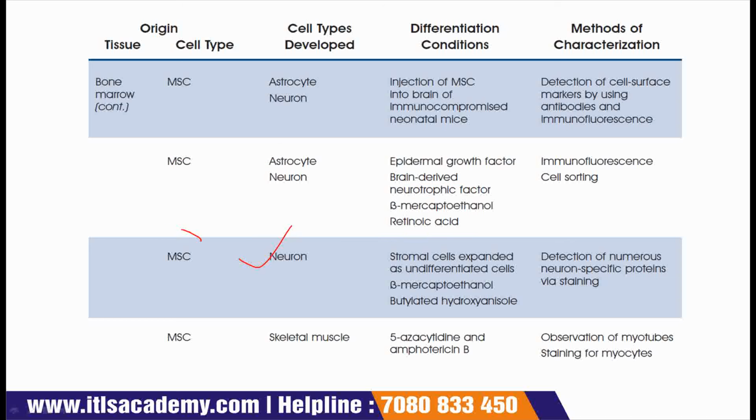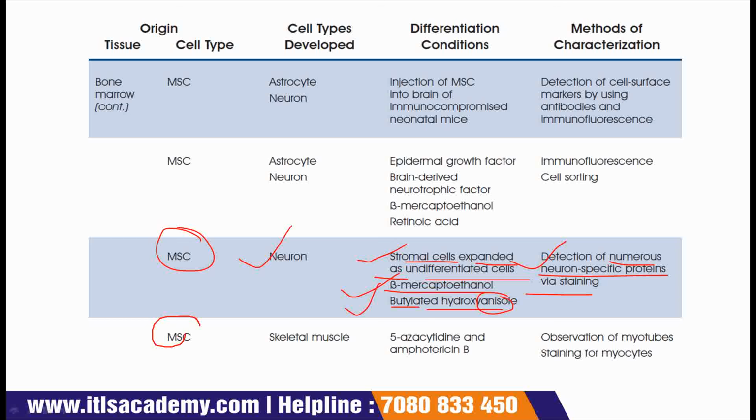Neuron, that is derived from the again MSC. Differentiation conditions are stromal cells expanded as undifferentiated cells, beta-mercaptoethanol and butylated hydroxyanisole. Method is detection of numerous neuron-specific proteins via staining.